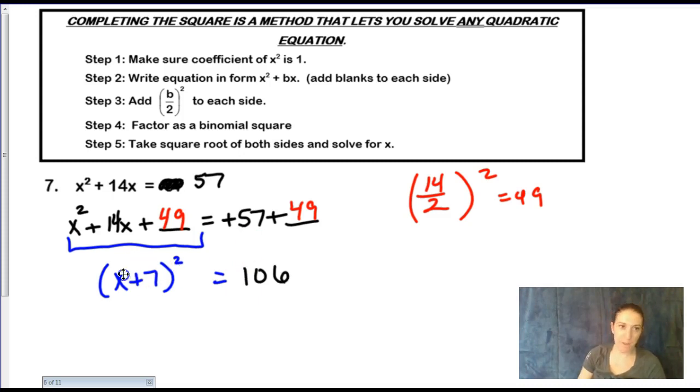All right. So then when I square root both sides, let's see. 106 is not divisible by 4 because 100 is. Digits add up to 7. I don't think it's reducible at all. So we end up with x plus 7 equals plus and minus the square root of 106.